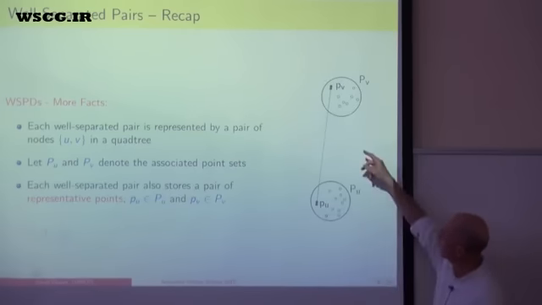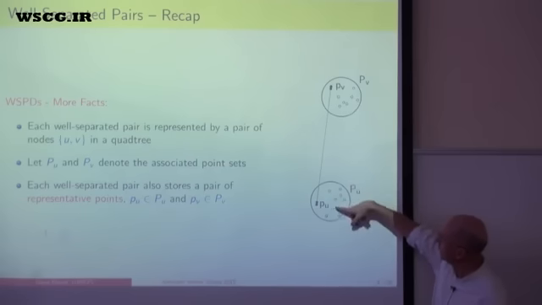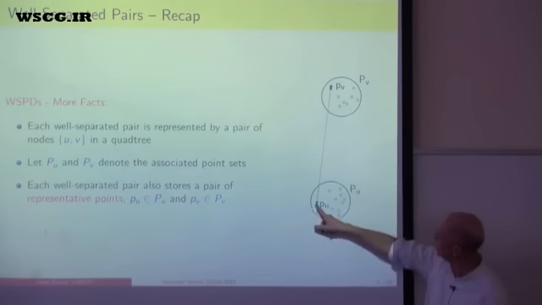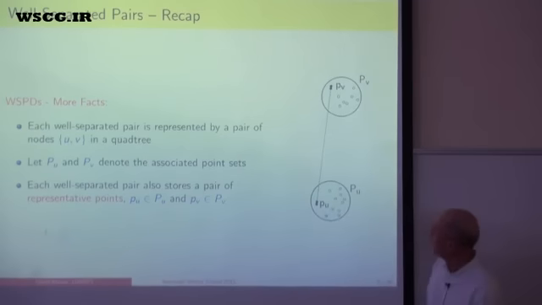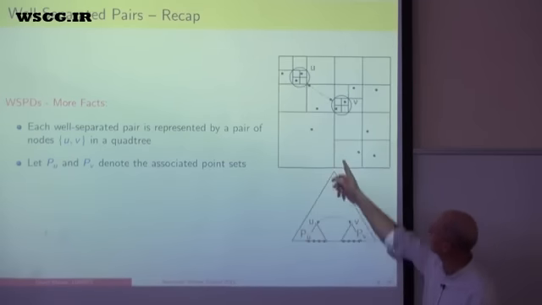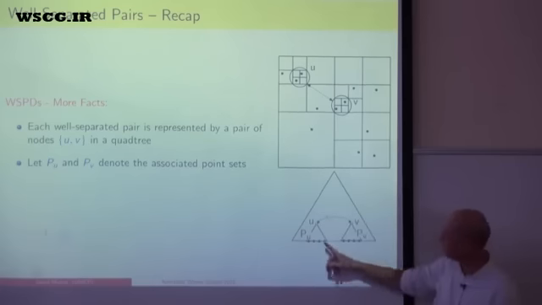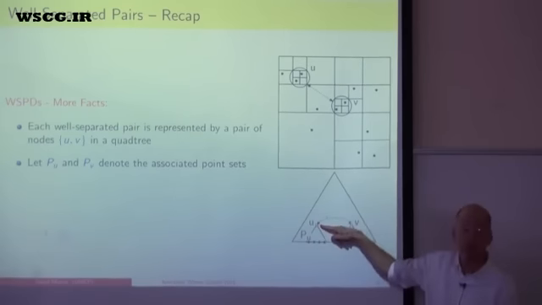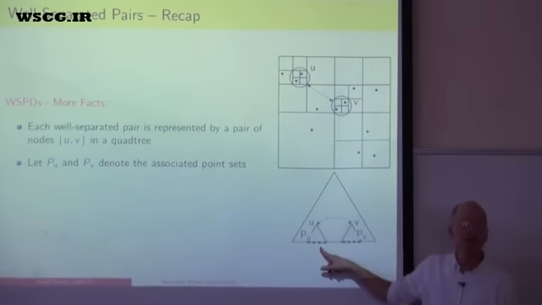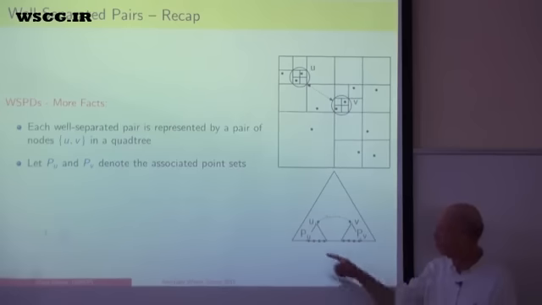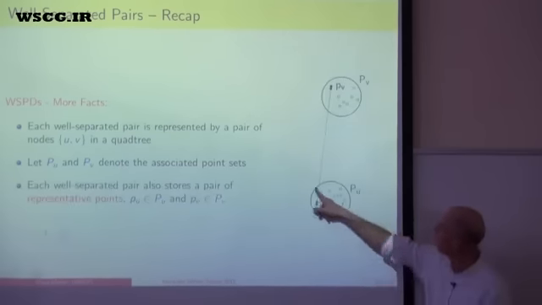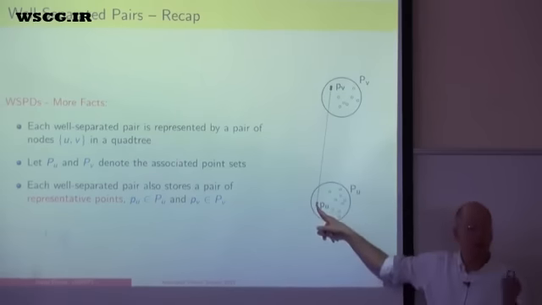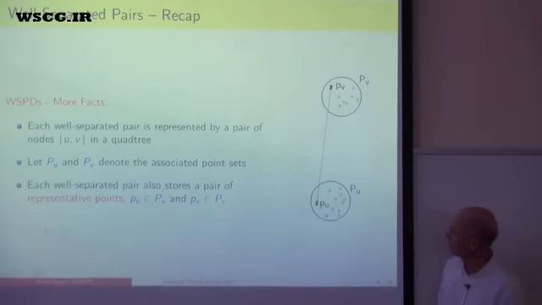And finally, for every well-separated pair, I'm going to assume that I have a pair of representative points, p sub u and p sub v. The reason I can do that is if I go back to the original quad tree representation, I can imagine that every internal node selects one of its leaves arbitrarily to be a representative point for that node. Then when I go to the well-separated pair, I just use the representative point for the associated node u. That'll be my representative here, and p of v will be the representative there.